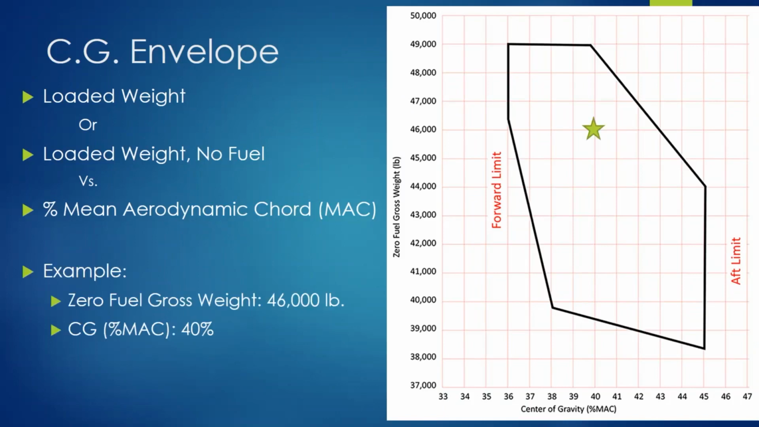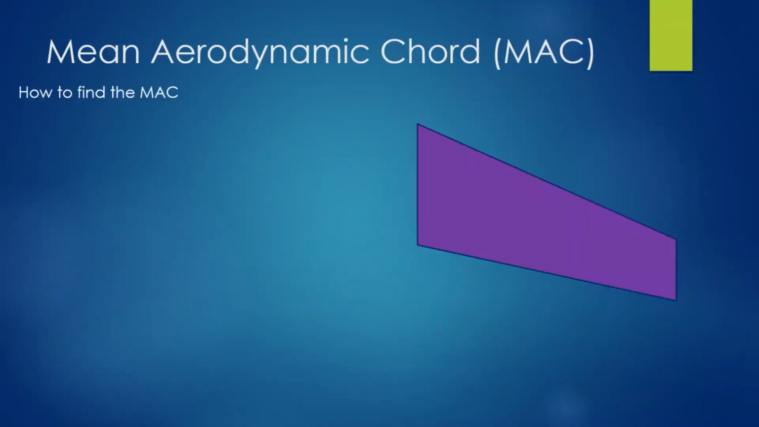For example, if we had a zero fuel gross weight of 46,000 pounds, which probably means the aircraft is fully loaded, fuel can sometimes be upwards of 50% of the weight. It could be close to 90,000 pounds in this example if you include the fuel. And with a CG percent MAC of 40%, you can see I'm in the range there. I just explained why fuel isn't included: we want to be able to load the plane no matter what the length of the trip is and how much fuel we need to carry.